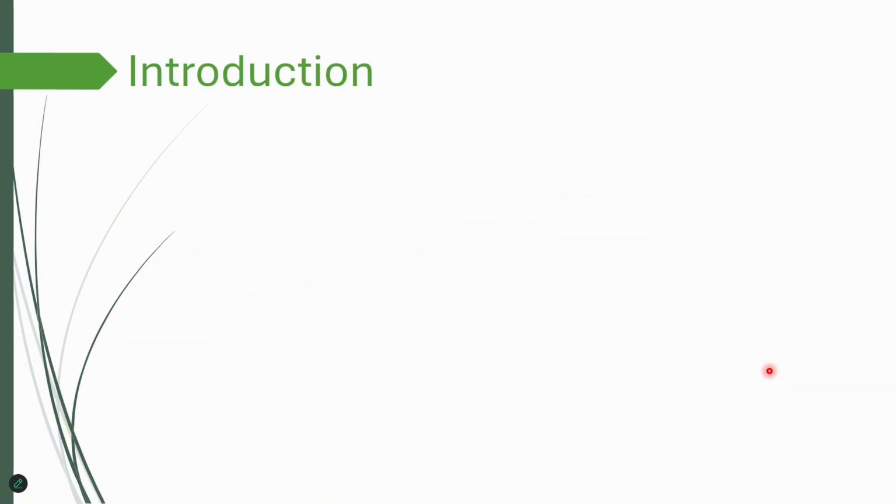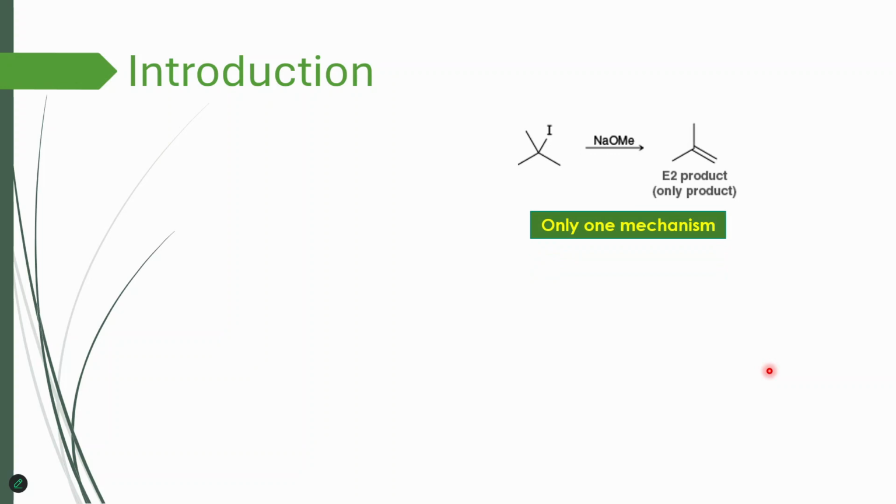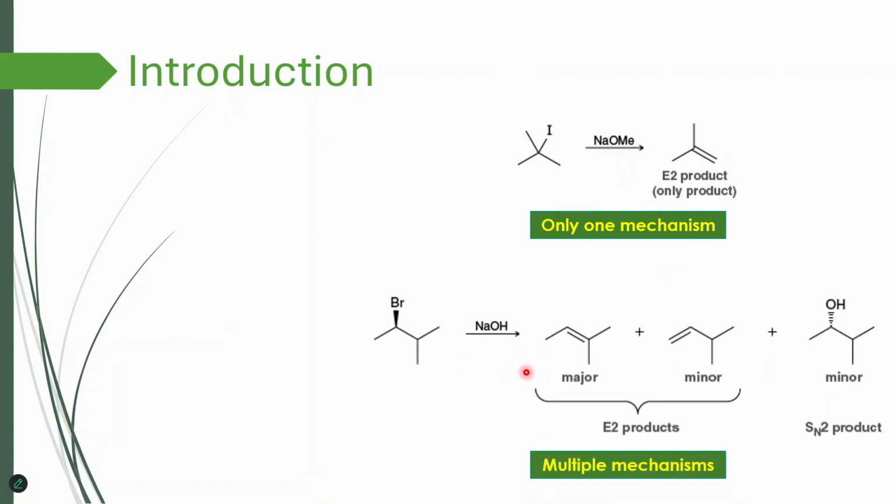So let's get started. Sometimes you have clearly one pathway, but sometimes the substitution and elimination compete in the same reaction. For example, in this case, you have only one mechanism because you have sodium methoxide and this is tertiary. You cannot have any SN2 reaction and your E2 product is your only product. But sometimes you can have multiple mechanisms. As you can see here, you have a secondary alkyl halide, sodium OH as your reagent, and you form both E2 products and SN2 products. Obviously, one is major and the others are minor, but this is the case where multiple mechanisms compete.